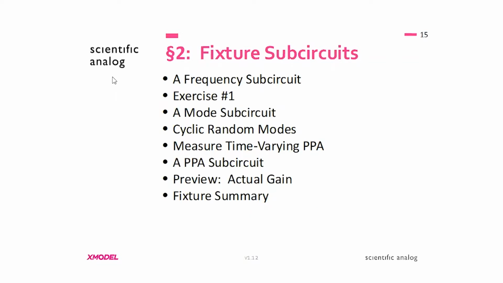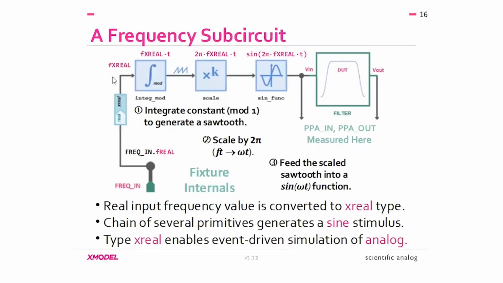Section 2, let's look at the fixture. Let's drill down into our lowest level fixture submodule, where we found it convenient to encapsulate the DUT itself, any analog signals entering or leaving the DUT, as well as any X-model instrumentation we needed to generate stimuli or check response. It all starts at this interface port named frequency in.